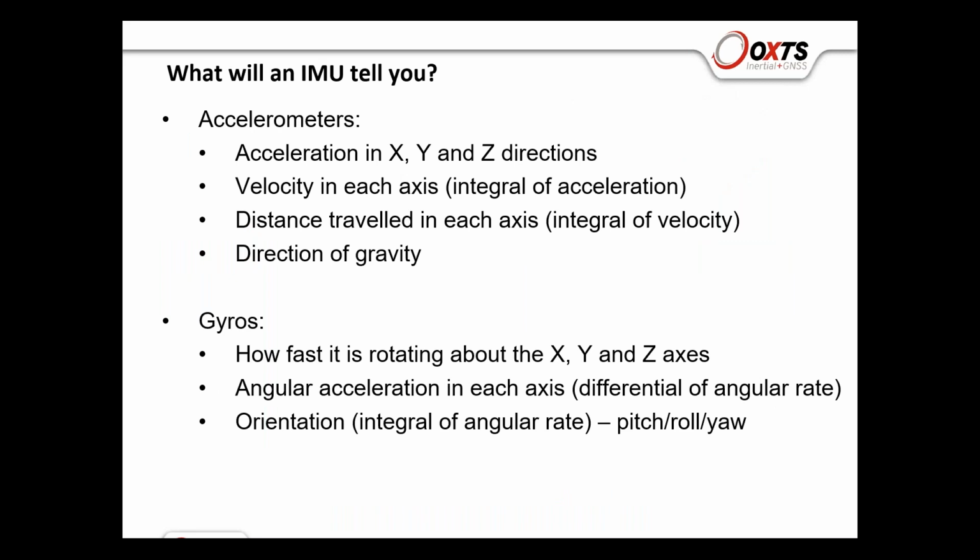The accelerometers will measure your acceleration in your X, Y, and Z directions. And from this, we can integrate it to give the velocity. Integrate again to give the distance travelled. Our accelerometers will also be able to tell us what direction gravity is acting in. The gyroscopes will be able to tell how fast it is rotating around an axis. From this, we can get our angular accelerations in each axis by taking the differential of our angular rates. By taking the integral of our angular rates, we're able to get our orientation, or our pitch, roll, and yaw.